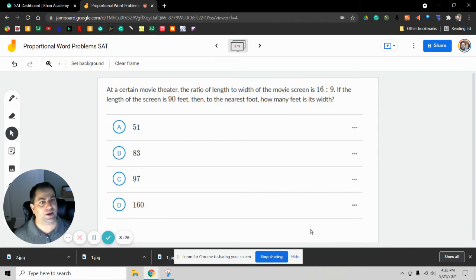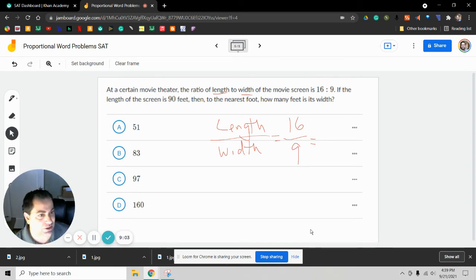All right, so here we have a certain movie theater where the ratio of length to width of a movie screen is 16 to 9. If the length of a screen is 90 feet, then to the nearest foot, how many feet is the width? So we're dealing with a length and width problem here. And they're saying the initial ratio is 16 length and 9. And again, order matters, length to width. So 16 to 9. And they want to know, well, what happens when the length is 90?